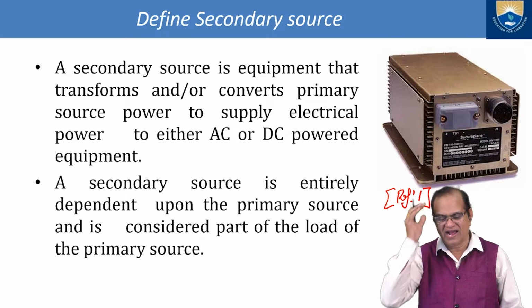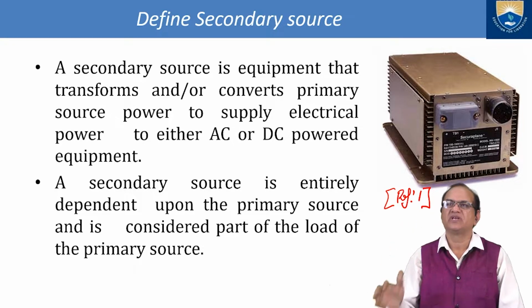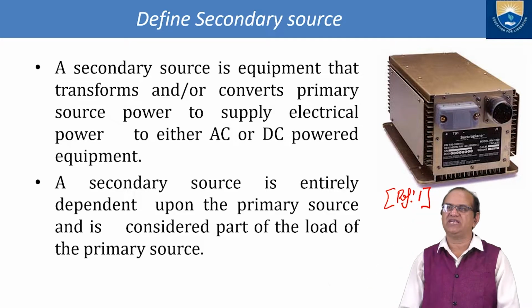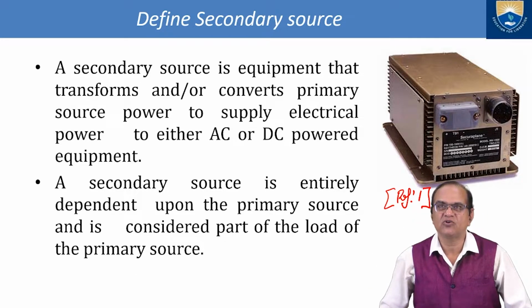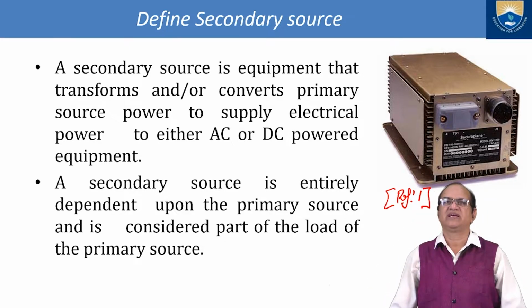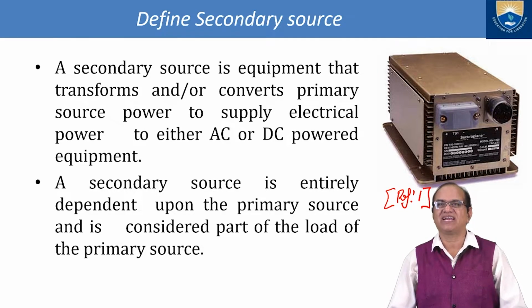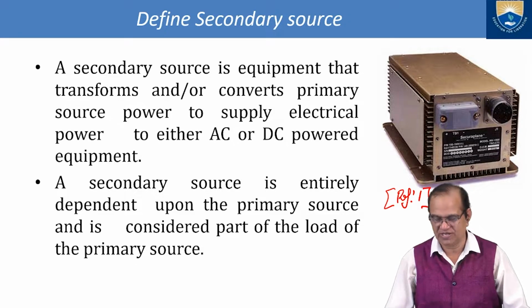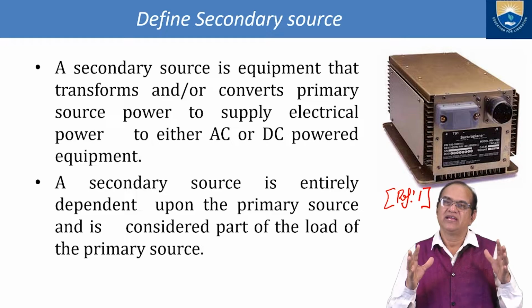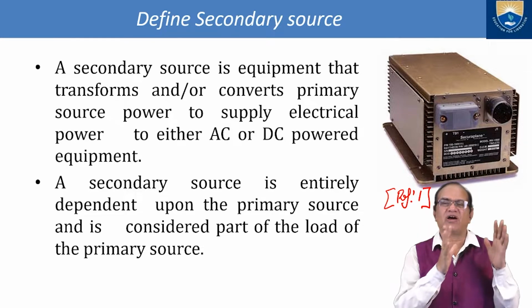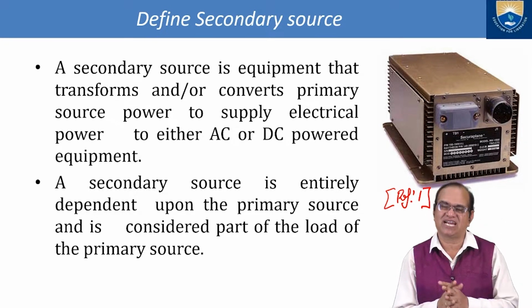So it is called the secondary source. In the secondary source, a secondary source is equipment that transforms and/or converts primary source power to supply electrical power to other AC or DC power equipment. So the secondary will take the power from the primary, which itself is electric power.